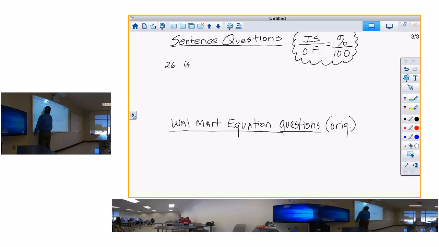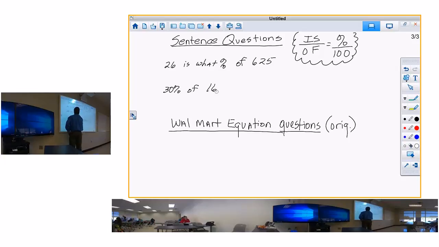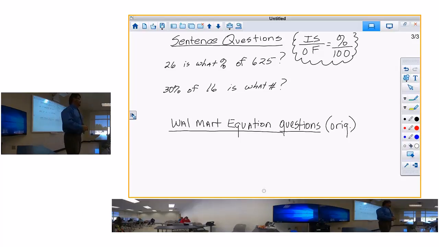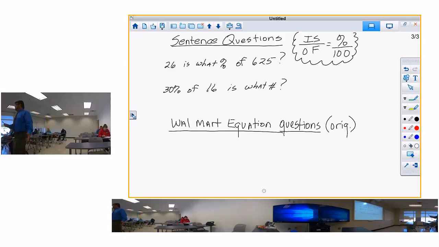26 is what percent of 625? 30% of 16 is what number? That kind of stuff. Y'all seen those before on standardized tests or on pre-algebra tests, basic math tests? You've seen those. And what are you supposed to do? You go through the sentence and you pick out what you need.